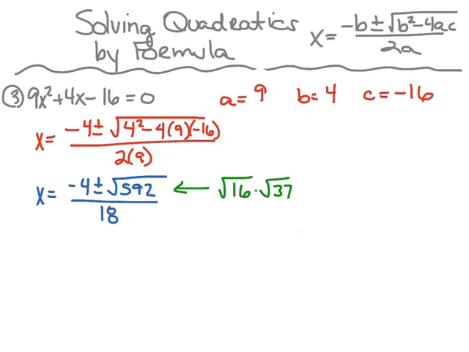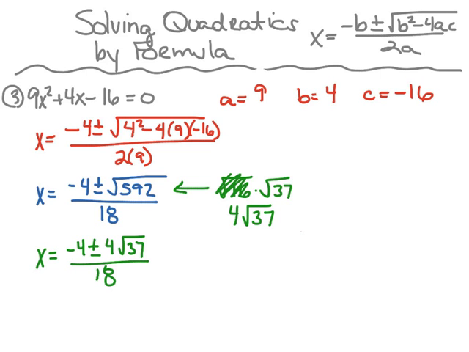The reason I chose those two numbers is because we have the square root of 16. That's what we call a perfect square. We can take the square root of that number. The square root of 16 is 4. So that square root of 16 now becomes a 4. Still got the square root of 37. So we're going to replace that square root of 592 with a 4 square root of 37. Of course, I still got that denominator 18.